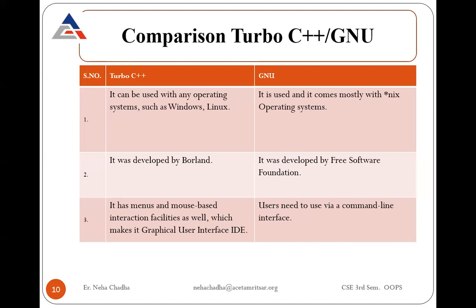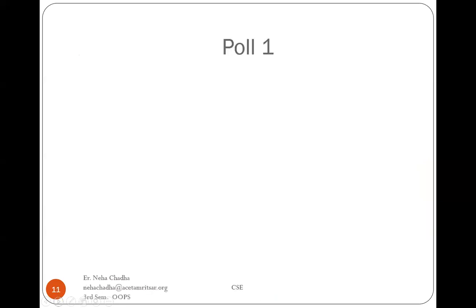Turbo C++ has menus, mouse-based interaction facilities as well as a graphical user interface, but GNU is a command line interface. If you have worked with the disk operating system, that is MS-DOS, you must have seen that we use a command line interface there. Similarly, when you use GNU, you will use a command line interface.